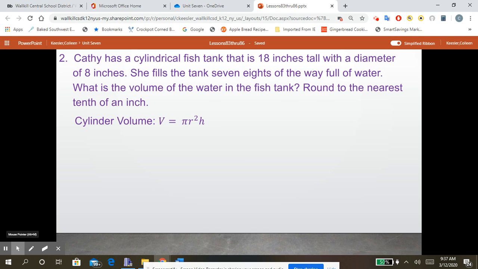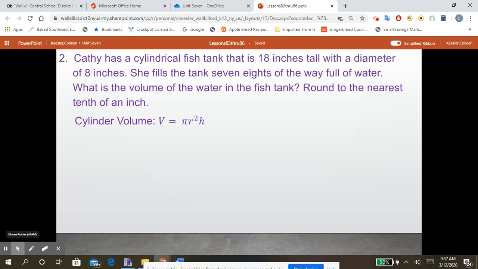Here, Kathy has a cylindrical fish tank that is 18 inches tall with a diameter of 8 inches. She fills the tank 7/8 of the way full of water. What is the volume of the water in the tank? Round to the nearest tenth of an inch. So we have to start by finding the volume of the fish tank. Then we're going to multiply it by 7/8 to find the volume of the water.